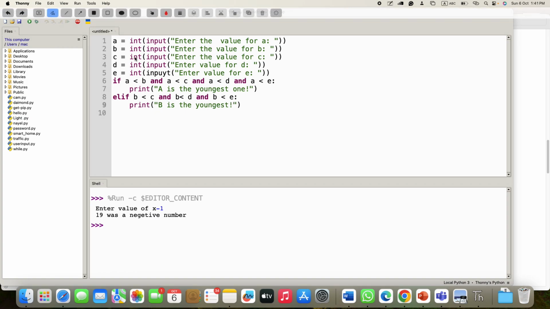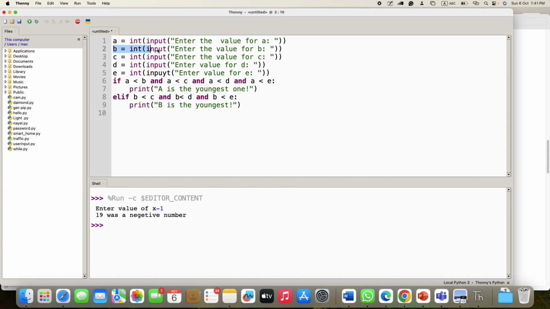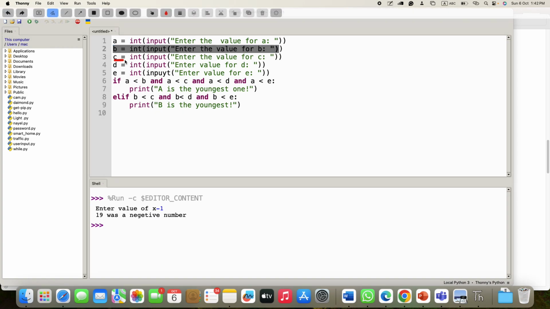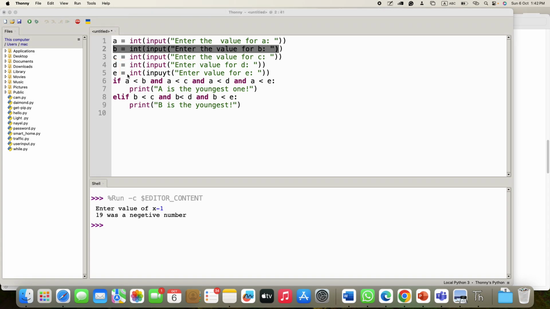Now, if that is not true either, that means we can drop B as well, because B is not the youngest anymore. B may not be less than some of those. So we don't have to compare B. Then we pick up C and compare it with the remaining two. So we say elif C is less than D and C is less than E. That's it. And we print C is the youngest.